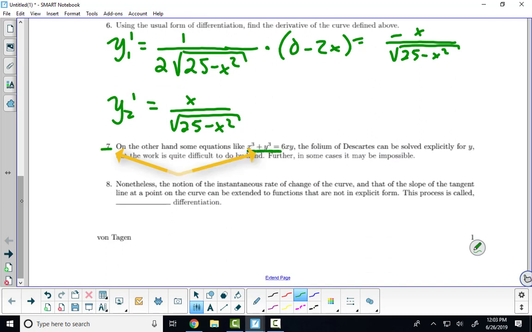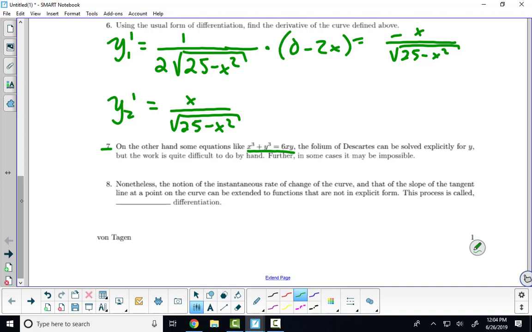Number 7 here is called the Folium of Descartes. We've got x cubed plus y cubed equals 6xy. Descartes, excuse me. When we put this into explicit form, it would require, I believe, 3 separate functions, and it would be a lot of work to get there. I'm not going to try. I couldn't do it. It would take me the rest of the afternoon to put this into explicit form. You could do it, but it'd be really tough.